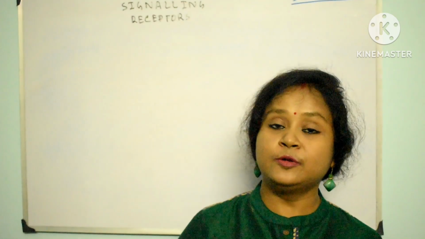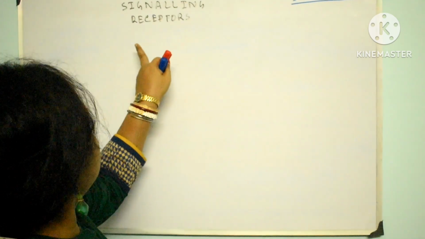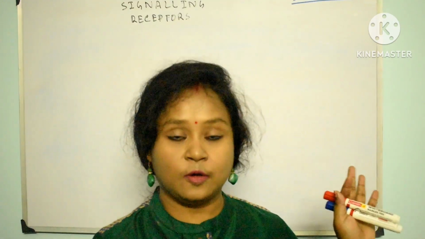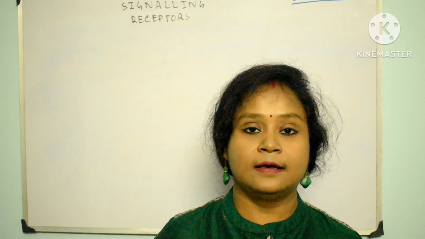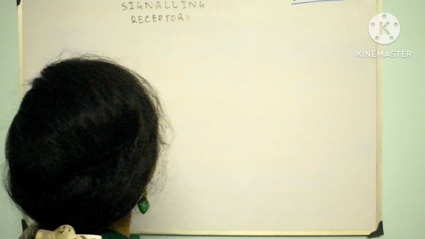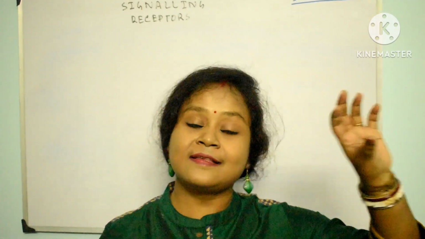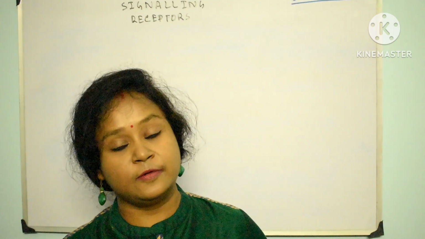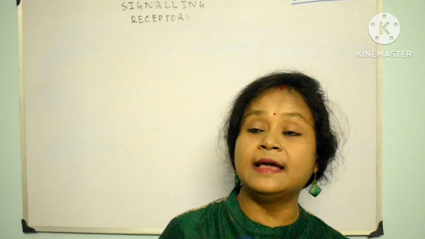Today I am going to discuss signaling receptors. In my previous classes, in Unit 7, topic cell signaling, you have already learned the concept of receptors. So now let's discuss signaling receptors. Signals are given by cells which receive signals from their surroundings, and they can secrete ligands.